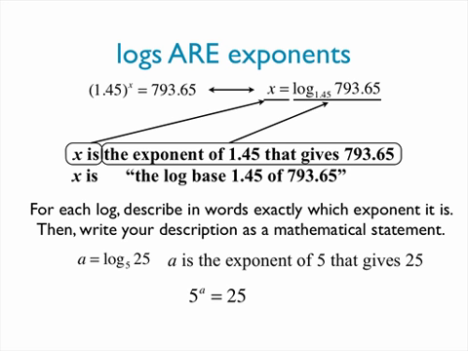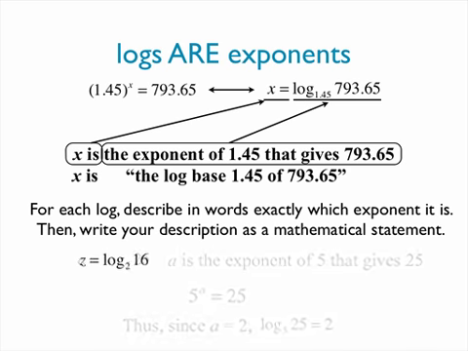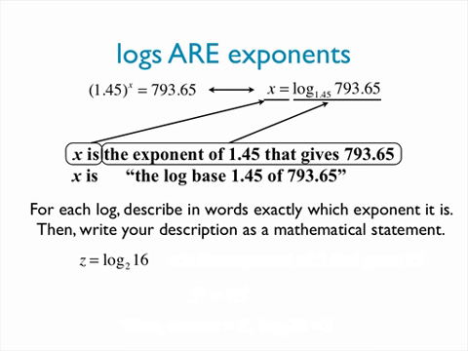And we all know what that a is then. 2, right? So since a equals 2, that's talking about the exponent of 5 that would give 25, which is 2. Does it make sense? Okay, practice it again. First say the word statement, and then use the word statement to write another mathematical statement without a log. Go.